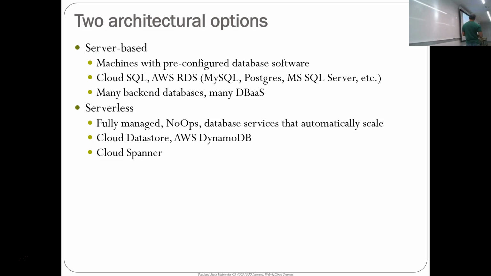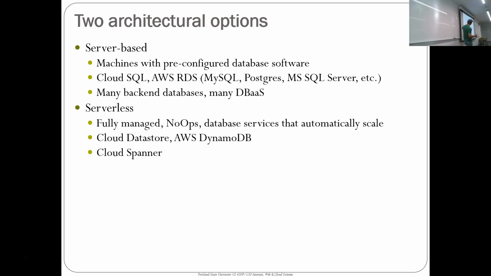The first are the server-based ones where you're actually managing and deploying the machines. And then these machines would be pre-configured with whatever database you need to have running. So examples of this are Cloud SQL, which you've run already, and AWS RDS. These are versions of popular databases that you would just bring up like a virtual machine. What it basically does is automate away the installation of the software and a little bit of the configuration, but in the end, it's basically a virtual machine running some piece of database software on it.